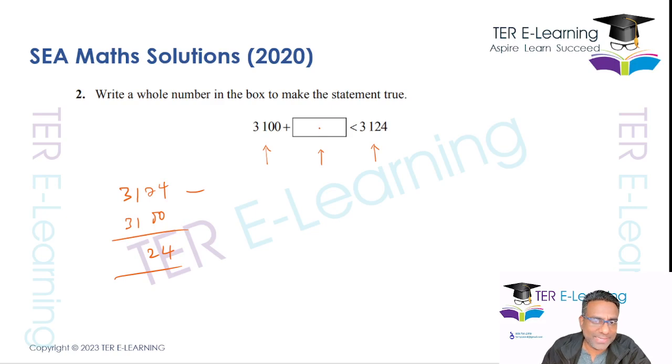Now the thing is, if I put 24 into this box here, it is going to mean that the left hand side of the inequality sign is going to be equal to the right hand side. So this sign here is a less than sign. Therefore, to make that statement true, I need to use a number that is smaller than this here. So the number that I would put inside here is actually 23 instead to make the statement true.